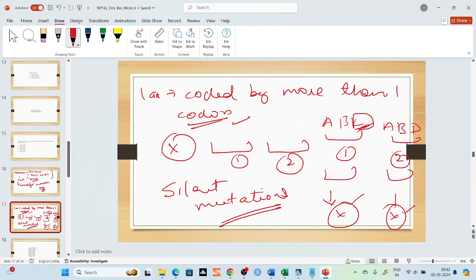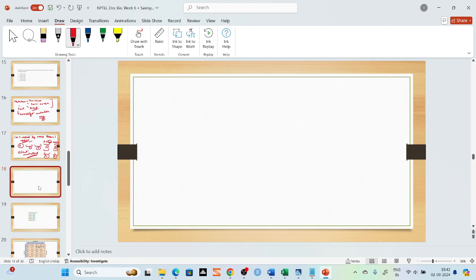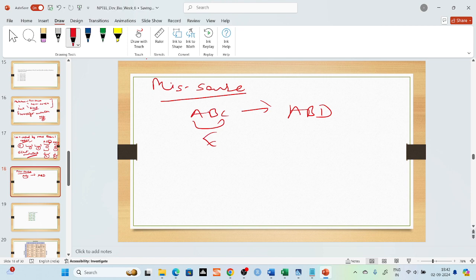Then I come to your missense mutation, the general kind of mutation. So if a codon ABC gets changed to ABD and this ABC codes for X protein, this ABD is coding for Y protein, that means the complete sense has been changed. Earlier the protein was X, now the protein is Y. So this kind of mutation is known as missense mutation.